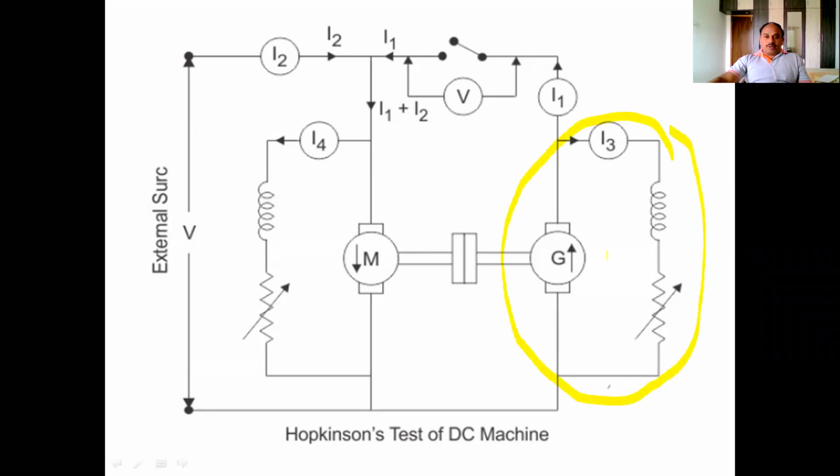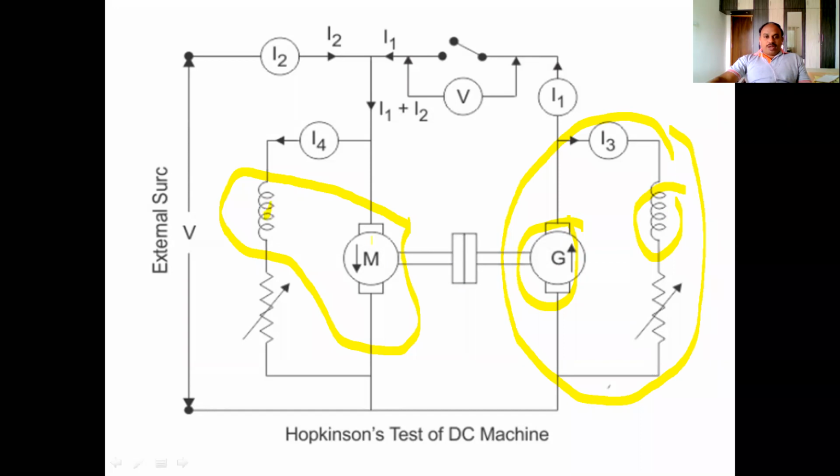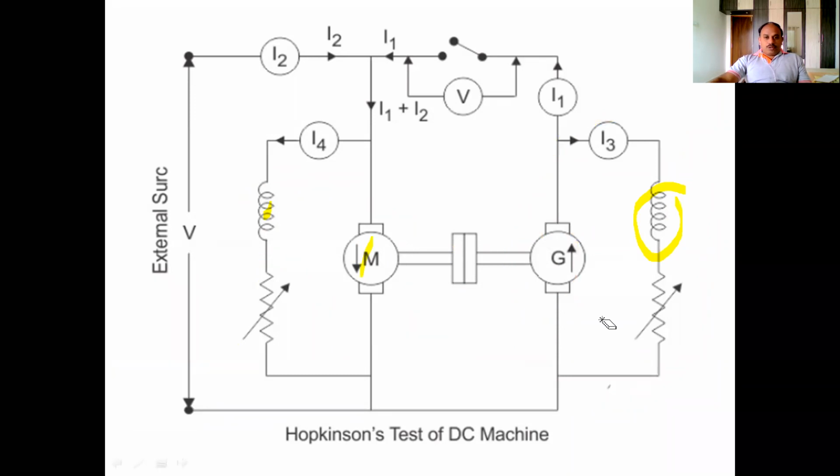The total shunt machine. Armature and field both are connected in parallel. So this is a generator. So this machine acts as a motor. Field winding and armature winding both are connected in parallel because both are shunt machines.